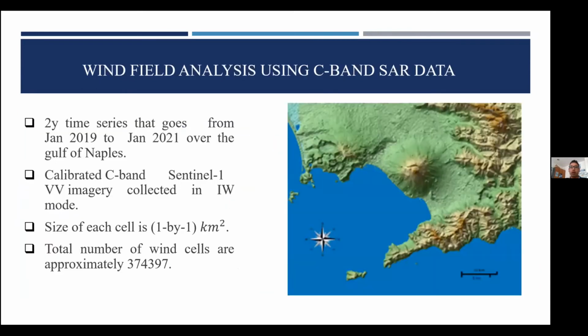using this weather forecasting model. How can we analyze the data? How can we process the data? We have a two-year time series that goes from January 2019 to 2021. We collect the data over the Gulf of Napoli, that is, C-band Sentinel-1 VV imagery, collected in interferometric wide mode. The size of each pixel is 1 by 1 square kilometer, and there are around 370,000 total wind cells we are observing in that particular region of interest.